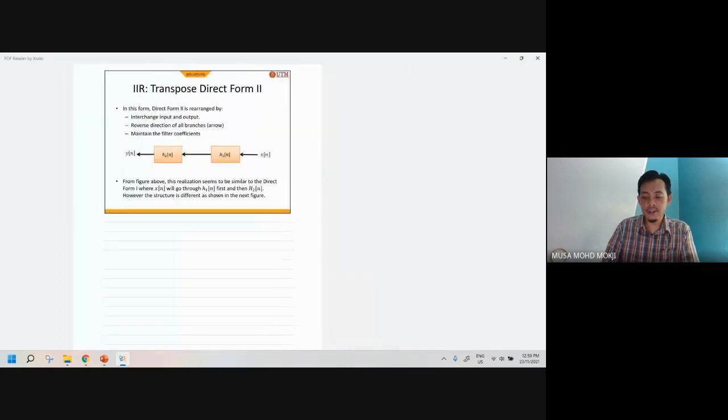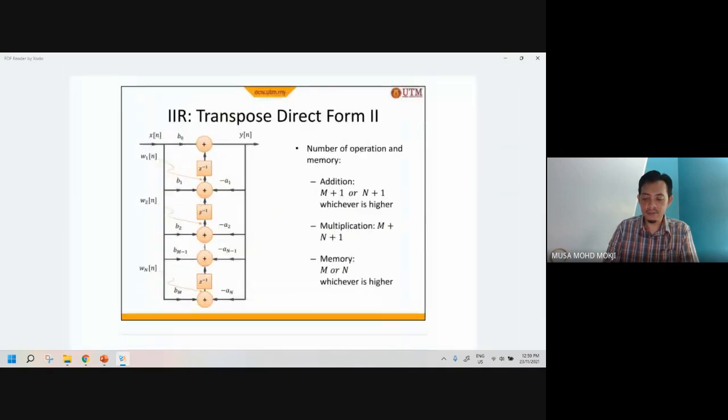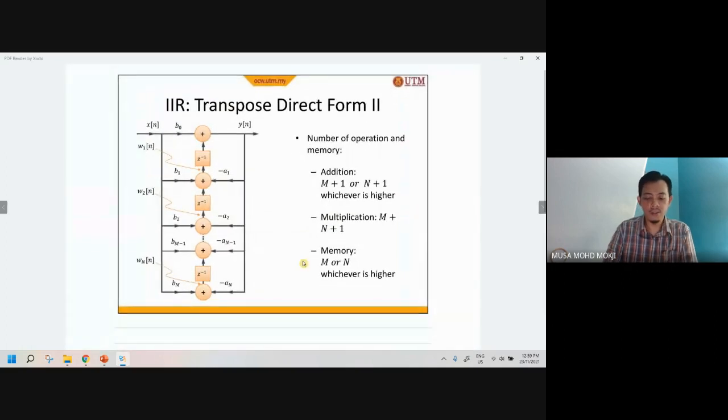For transposed direct form 2, you see now, the summation is even reduced. Previously we reduced the number of memory, so now we reduce the number of summation. Multiplication is still the same. We don't reduce the number of multiplication, but we reduce the number of summation and memory.